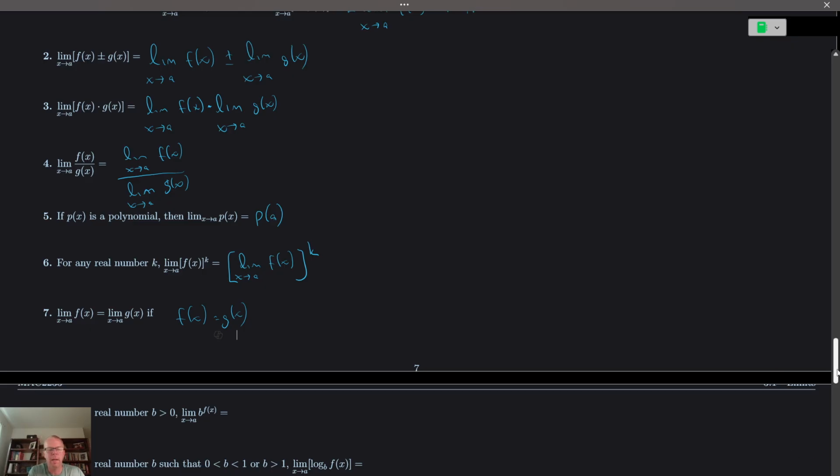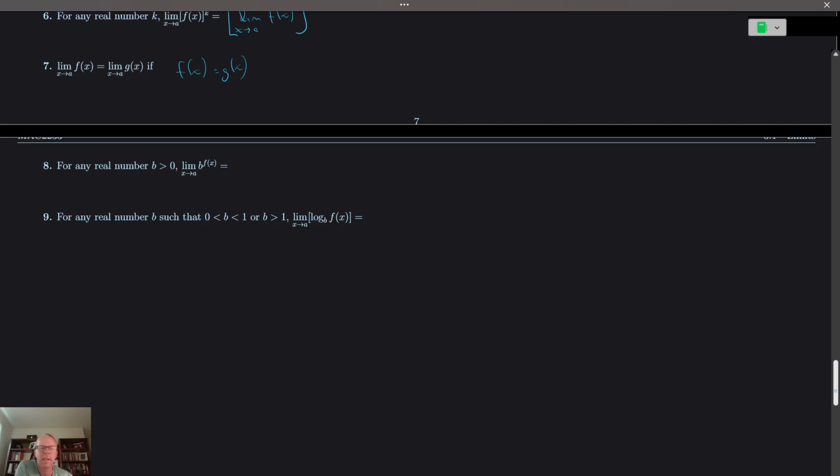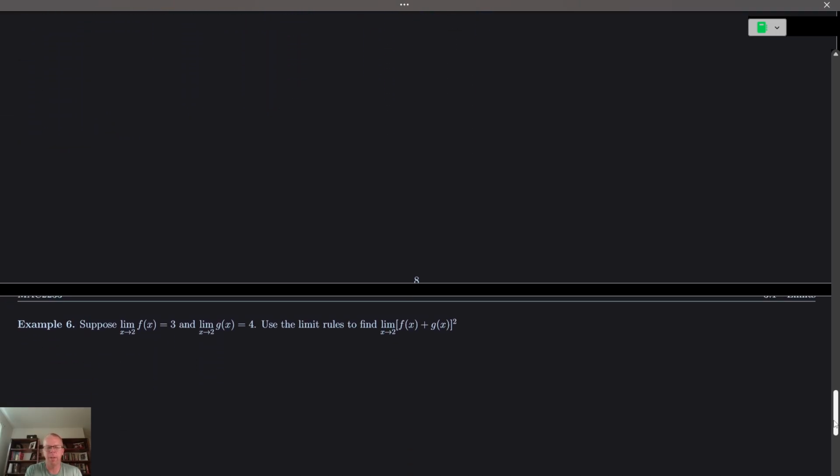Then the limit as x approaches a of b to the f of x: now we can put this limit up in the exponent and say b to the limit of f of x. Same thing with the log. We had the limit of the log of f of x; we can say this is log base b of the limit of f of x. And there we go, so you can move these limits around. Probably anything that you think you can do, you probably can do in this class. We're not going to get too complicated with these limit functions.